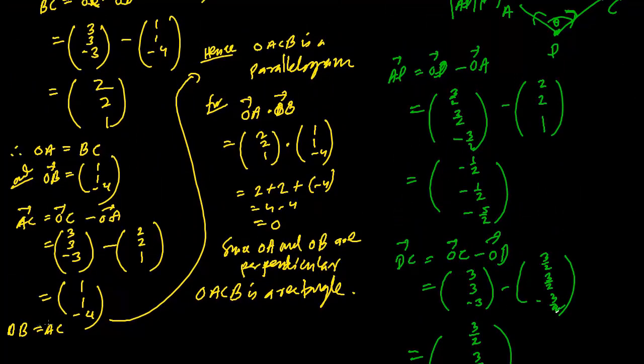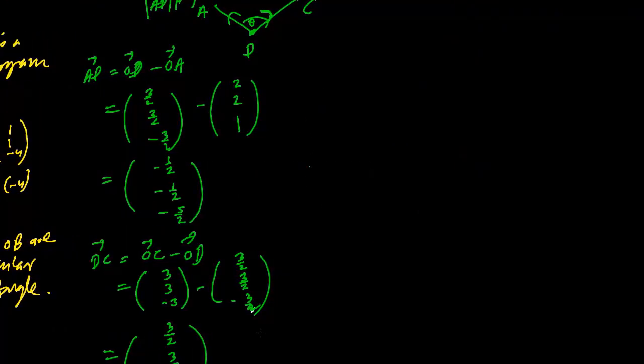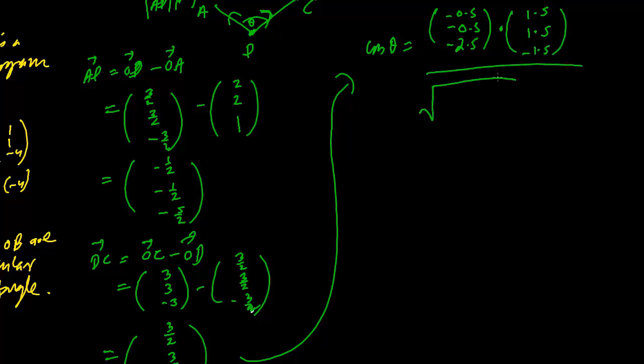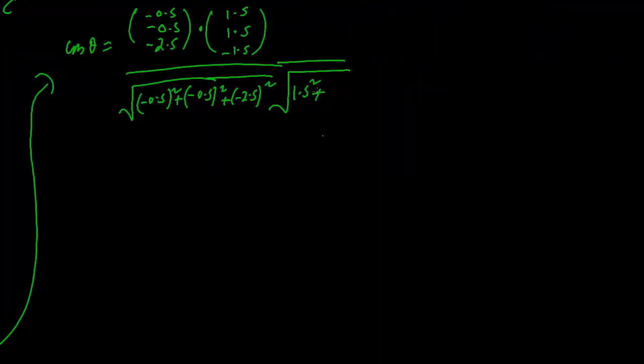Let me do the question over here. Okay. So cos theta is AD, let me use decimals, it's easier to write: minus 0.5, minus 0.5, minus 2.5, dot DC, which is 1.5, 1.5, minus 1.5, divided by the square root of minus 0.5 whole square plus minus 0.5 whole square plus minus 2.5 whole square, times the square root of 1.5 whole square plus 1.5 whole square plus minus 1.5 whole square.